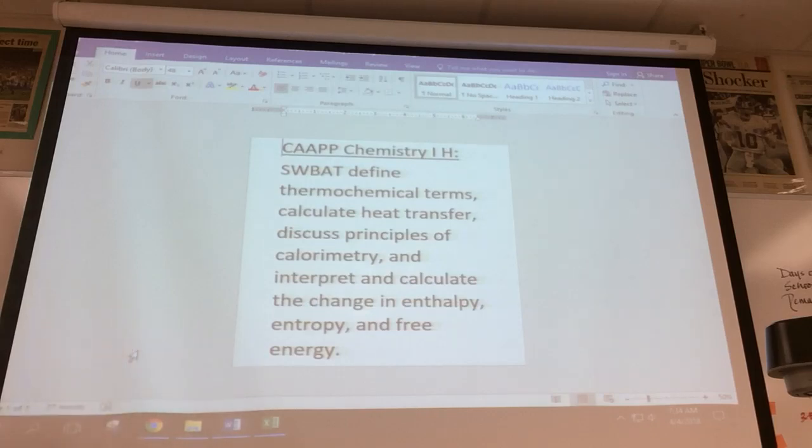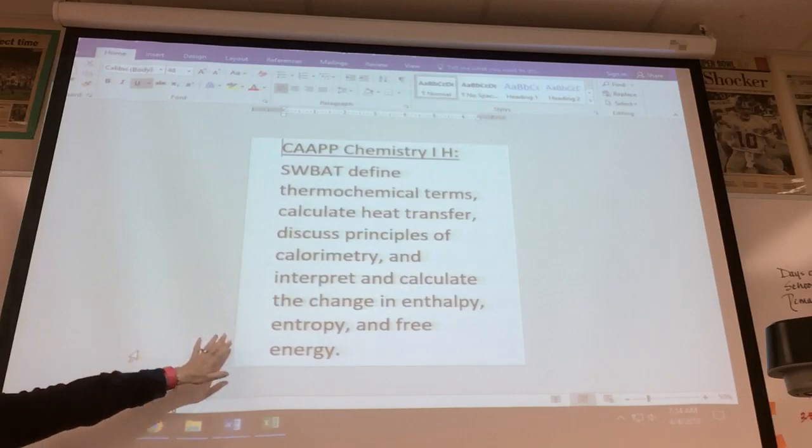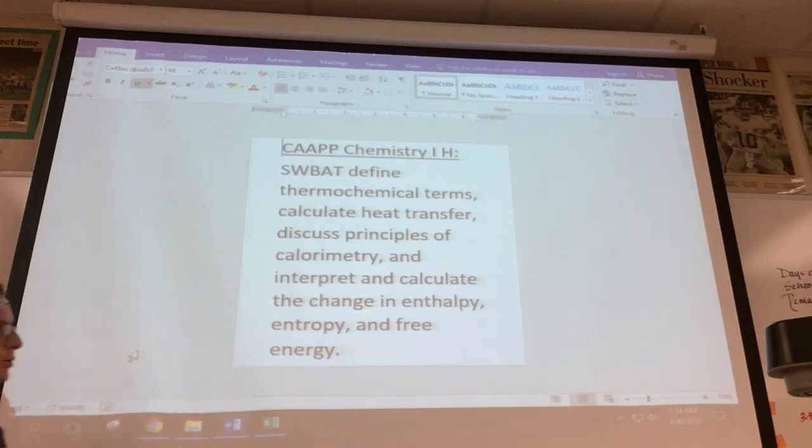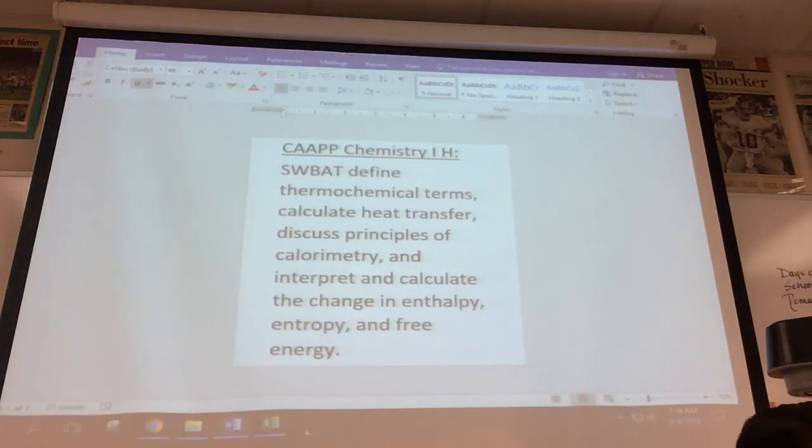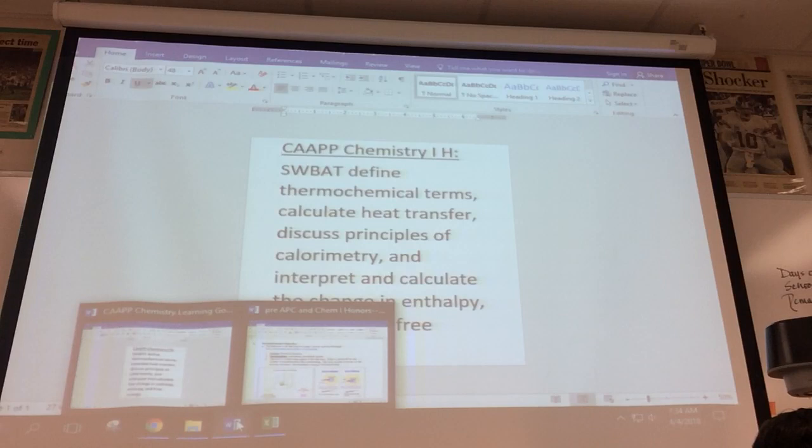Today we're going to learn a little bit about change in enthalpy. We'll learn how to interpret changes in enthalpy and also how to calculate values of delta H, the change in enthalpy. We'll learn how to do it two ways. And then later on in the chapter we'll focus on entropy and free energy. So we're going to pick up with the change in enthalpy.